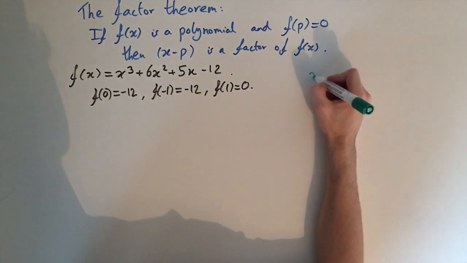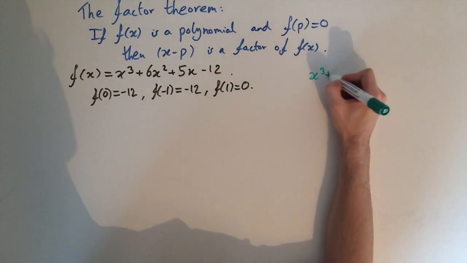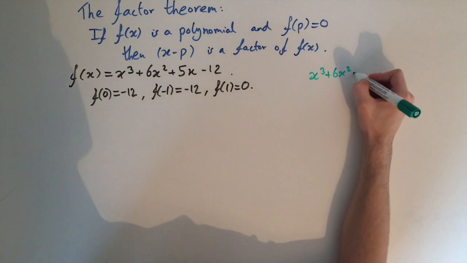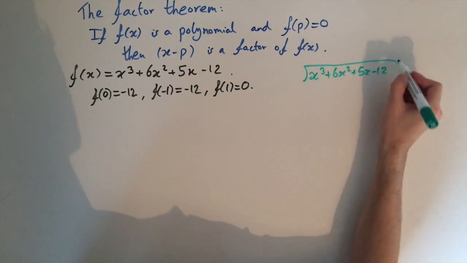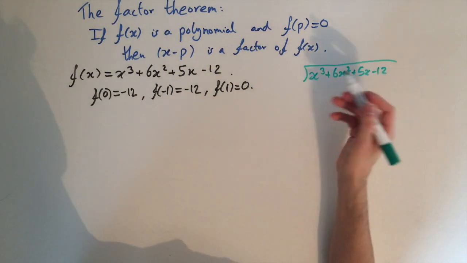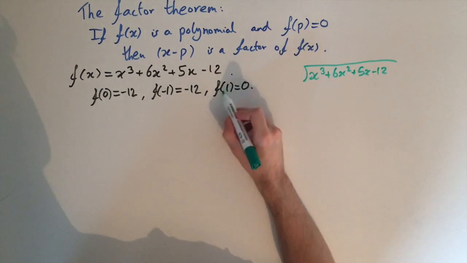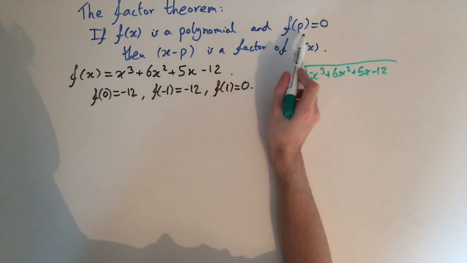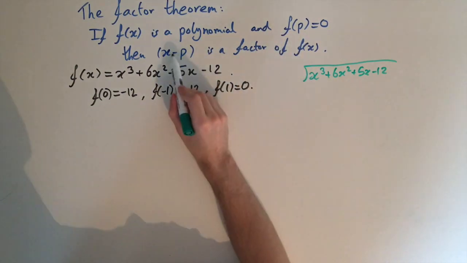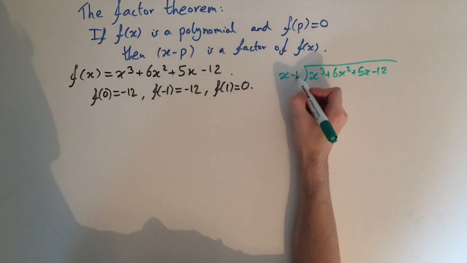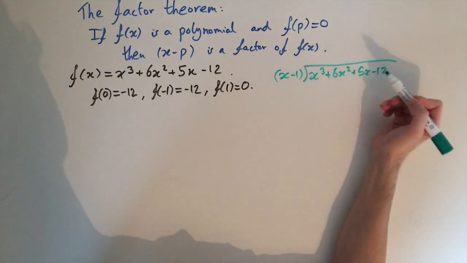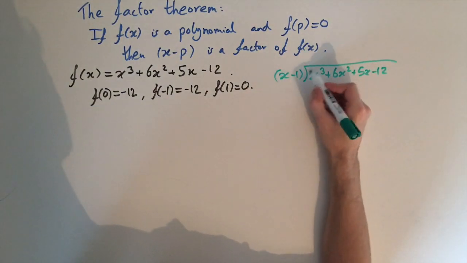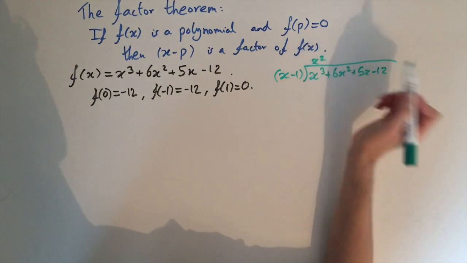So let's do that. I can write out the polynomial again. We have x cubed plus 6x squared plus 5x minus 12, and we want to divide this by one of the factors we found. We know that f of 1 equals 0, and if you think about this theorem with p equals 1, it tells us that x minus 1 is one of the factors. To find the other factors, we need to do division. So divide x cubed by x, this gives us x squared.